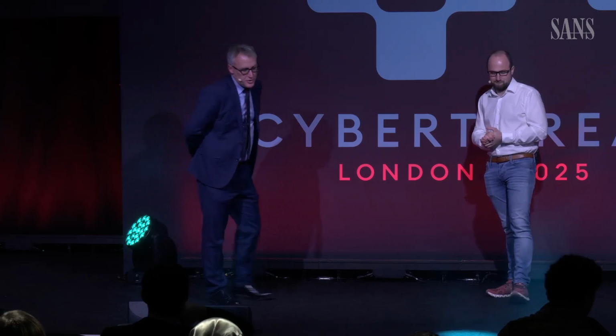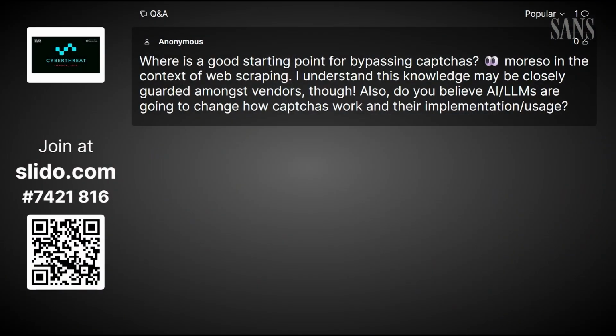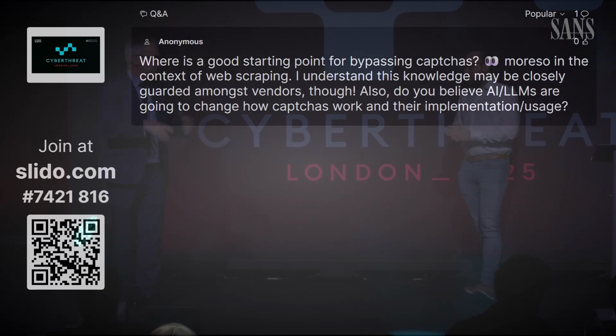Right, the next question, very complex because it says maybe closely guarded knowledge. It's two questions then: a good starting point for bypassing CAPTCHAs in the context of web scraping, and are AI and LLMs going to change all of that? Yeah, that's actually interesting and difficult at the same time. I do believe that AI and LLMs can indeed help in the future to make bypasses of CAPTCHAs, let's say, easier and more approachable.